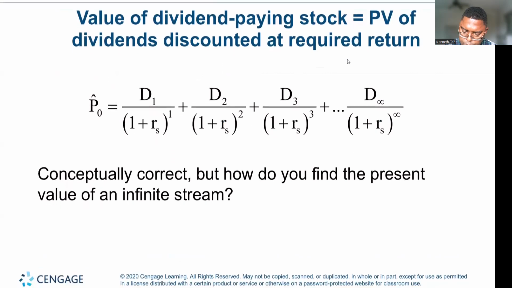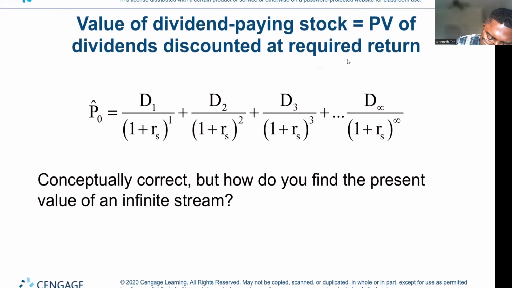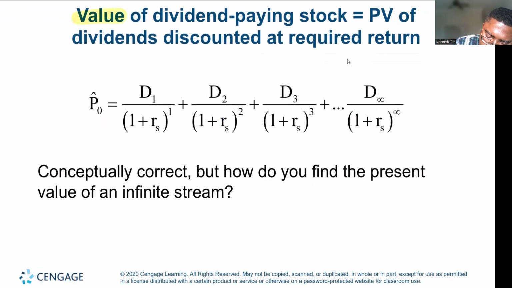So this is where we are. This is the value of a dividend-paying stock. We are going to take the present value of the dividends discounted at the required return. So we use the same kind of concept. We have dividends being paid by this company.